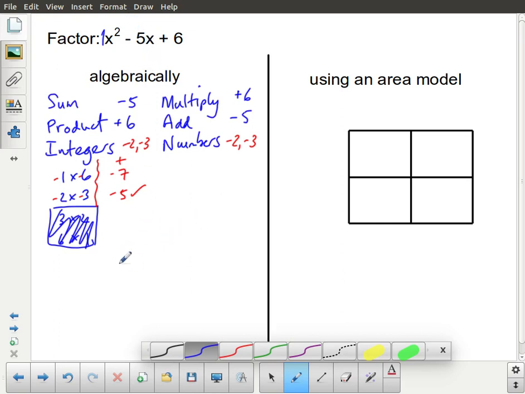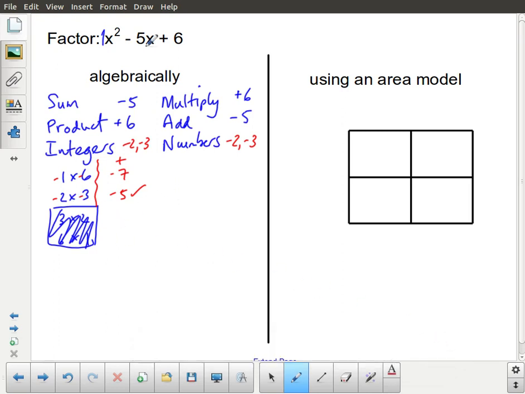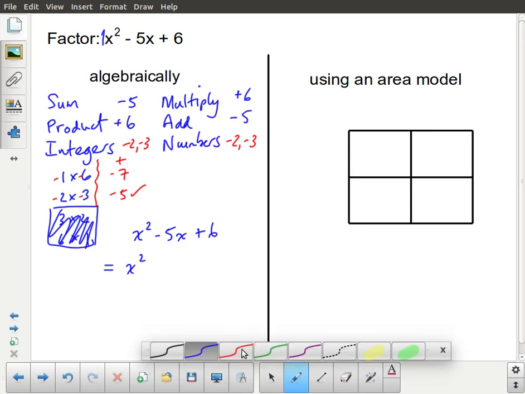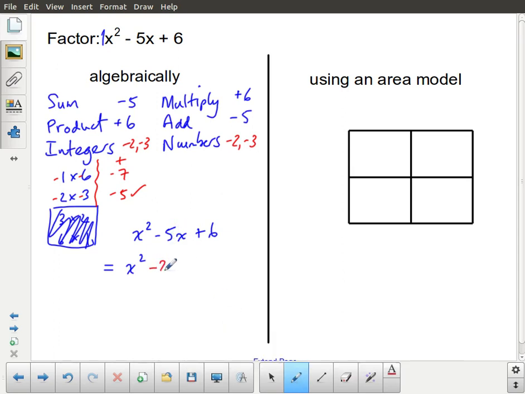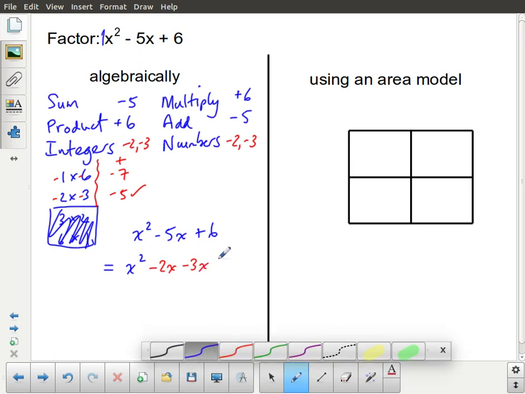Now there's actually a shortcut here, and I'm going to highlight that for you after we've done this the correct way. So let's go to the original question. x squared minus 5x plus 6 is equal to, now the decomposition is, I'm going to take this -5x and I'm going to decompose it using these two numbers. So I'm going to write that as x squared, but instead of negative 5x, I'm going to write that as minus 2x minus 3x plus 6.